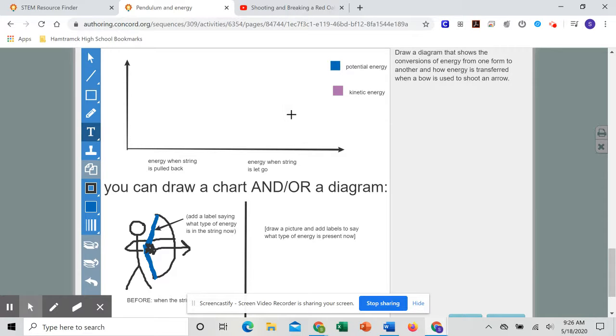Another way you could answer is to draw a diagram like at the bottom, starting with before, when the string is pulled back, and labeling where there is energy and what type of energy it is, then adding a second picture and labels to say where there is energy and what type of energy there is now.